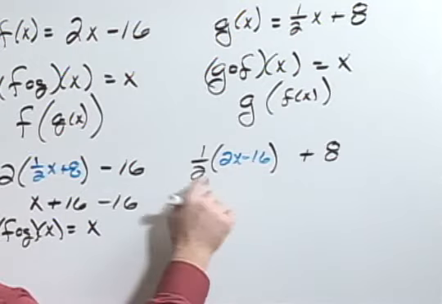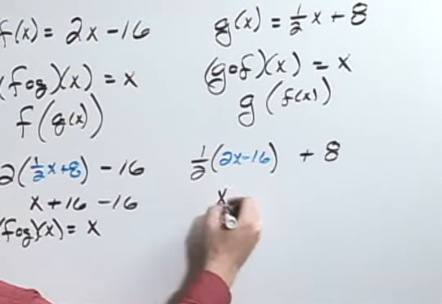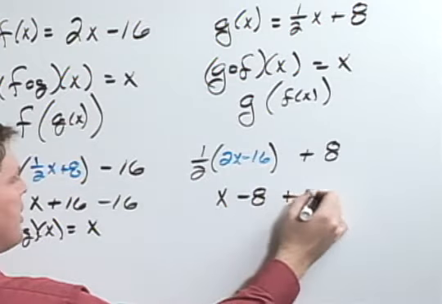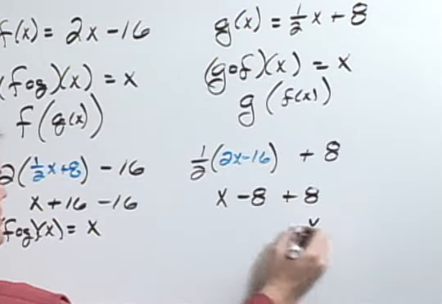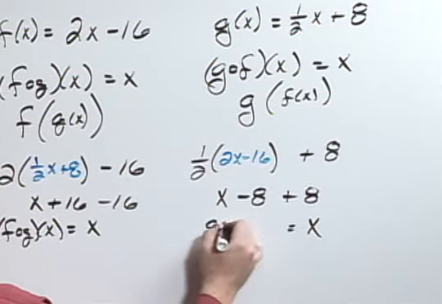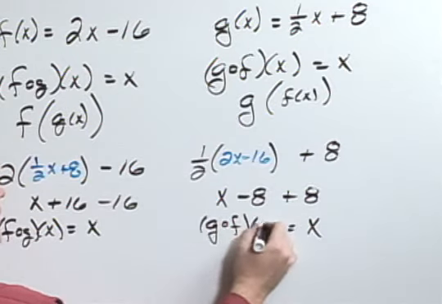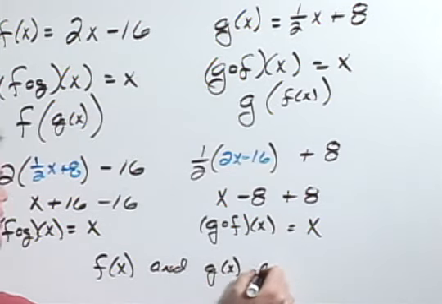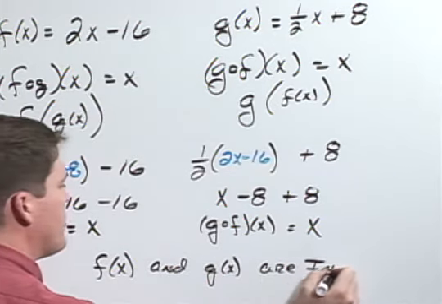Distributing my 1/2 throughout, 1/2 times 2x is x. 1/2 times negative 16 would be negative 8, plus 8. That equals x. So g(f(x)) also equals x. Since f(g(x)) equals x and g(f(x)) equals x, then f(x) and g(x) are inverses of each other.